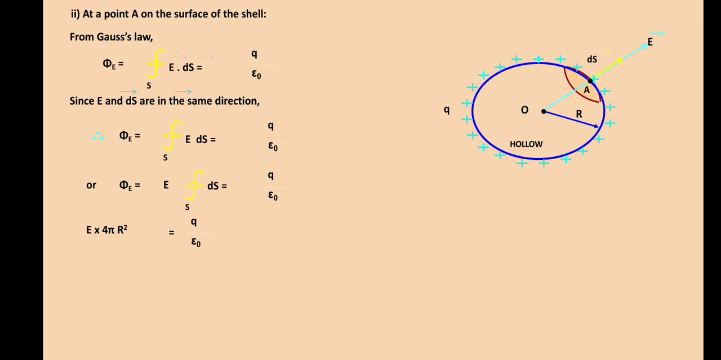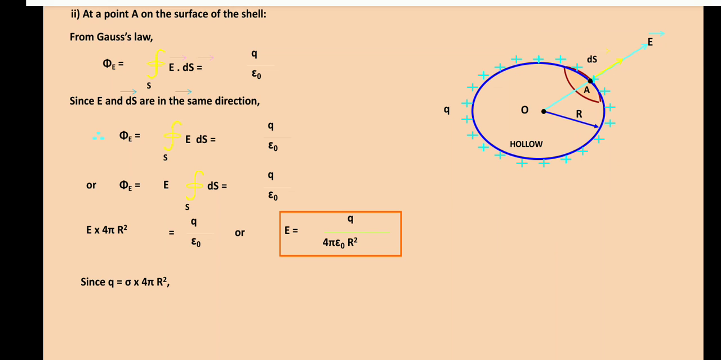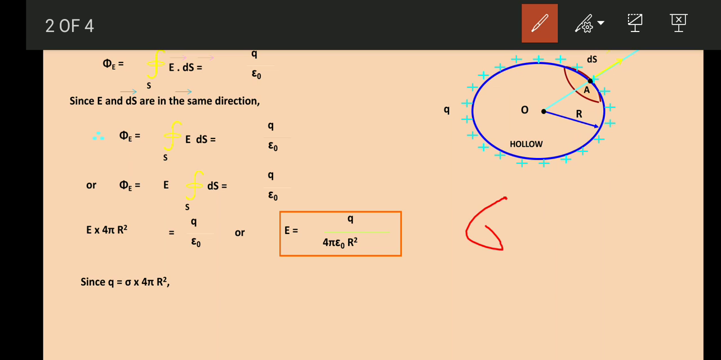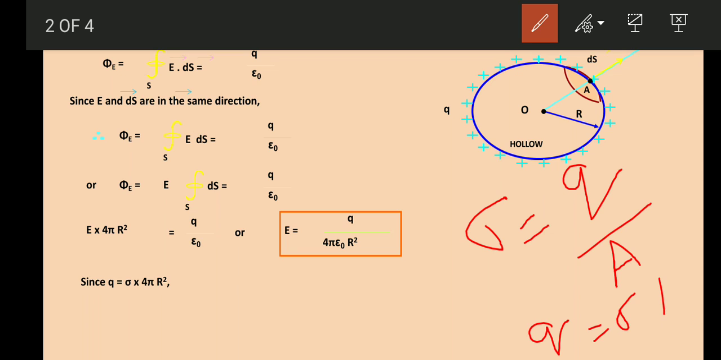Now substitute the value of the integration, then we will get E 4 pi R square is equal to q by epsilon naught. From this we can calculate the electric field intensity: E is equal to q by 4 pi epsilon naught R square. Now what is the q value? Again it is calculated from the surface charge density, that is sigma is equal to q by A, as we did in the previous case. Then q is equal to sigma A.